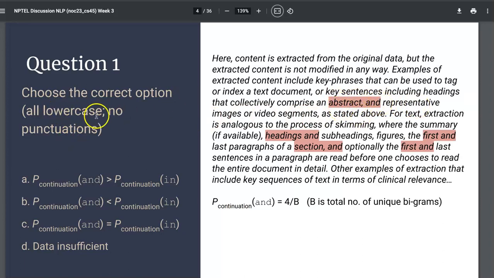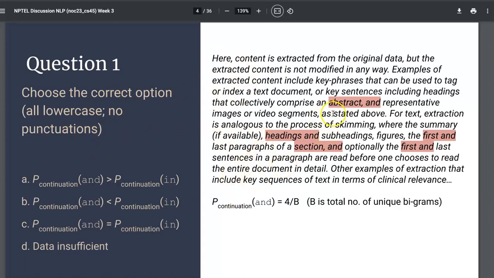Similarly, if the question says you cannot ignore the lowercase, then a capital here and a small letter here would be different things. So in this question, for simplicity, they are saying that you can ignore the lowercase and punctuation. All these words are in lowercase and there is no punctuation. This is the assumption to solve this question.